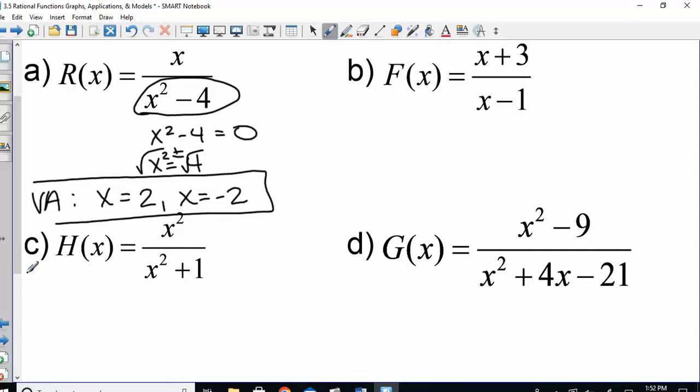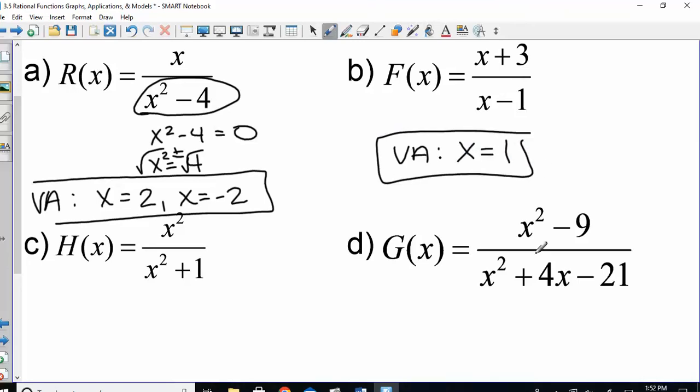It's just like finding the domain, except in the domain, you were telling me x can't be those things when you graph it. And that's because we get an asymptote there. So you're giving me that equation. B, what is my vertical asymptote going to be? X equals 1, because it's what makes the bottom 0.